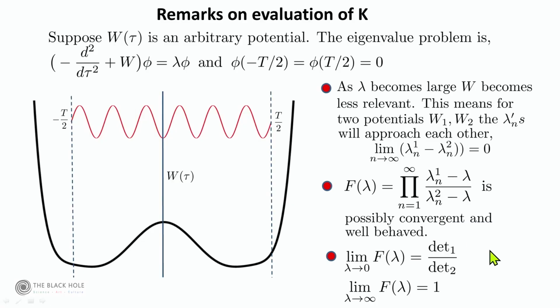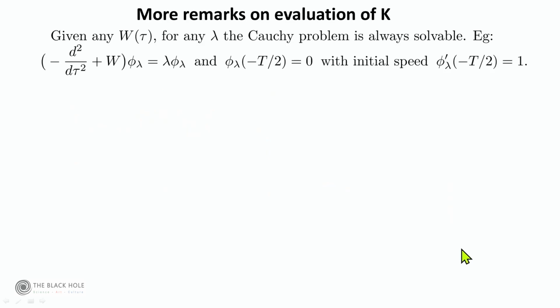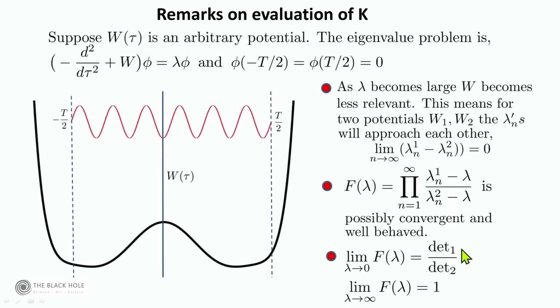Okay. Now, in the limit where lambda goes to 0, so this is 0, this is 0, and you just get the limit of determinant of one over determinant of the other. On the other hand, when lambda goes to infinity, then, well, the numerator and the denominator become the same. So these are interesting limits of f of lambda.